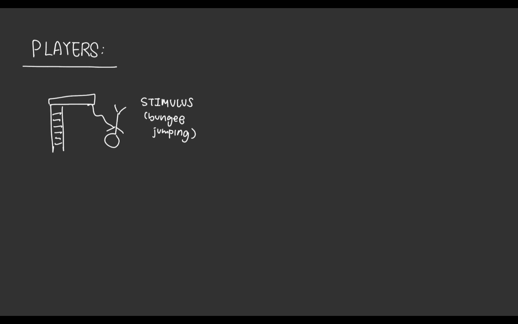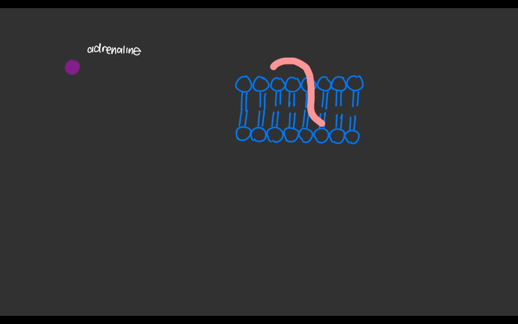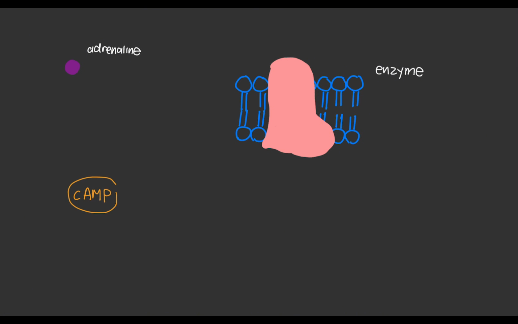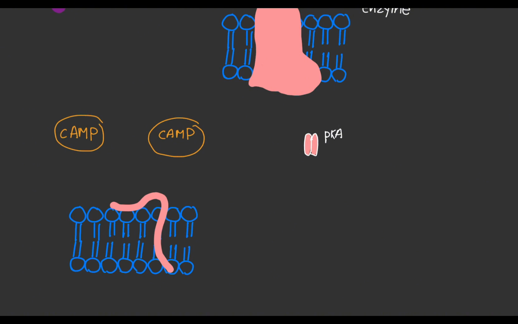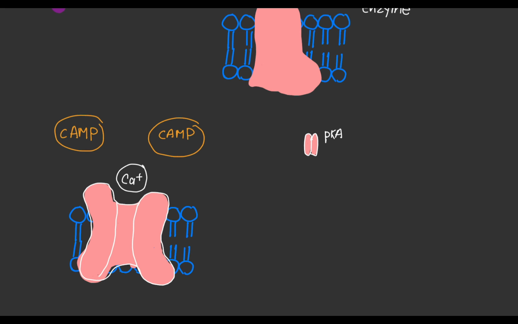The players are the stimulus, signaling molecule, receptor, and intracellular molecules. The stimulus can be triggered from a stressful situation, fear, or excitement. The receptors are the G protein coupled receptors on the heart muscles. The signaling molecule is adrenaline. The intracellular molecules include G protein, adenylate cyclase, which is an enzyme, cyclic AMP, which is a second messenger that transmits signals to the cell interior, protein kinase A, and finally calcium channels, a protein in the cell membrane that allows calcium ions to pass through.